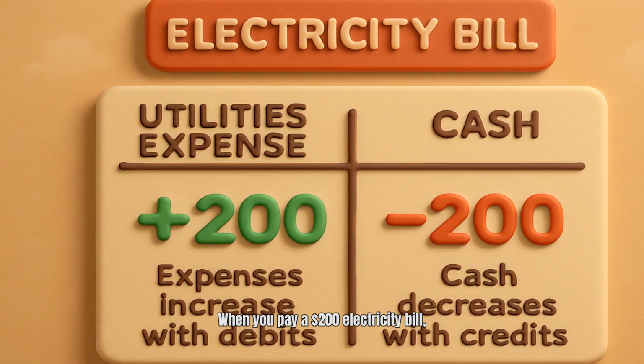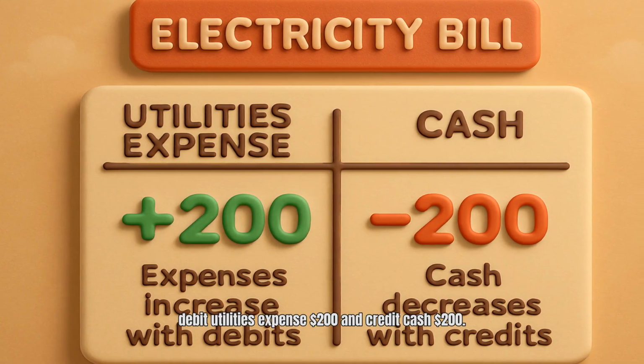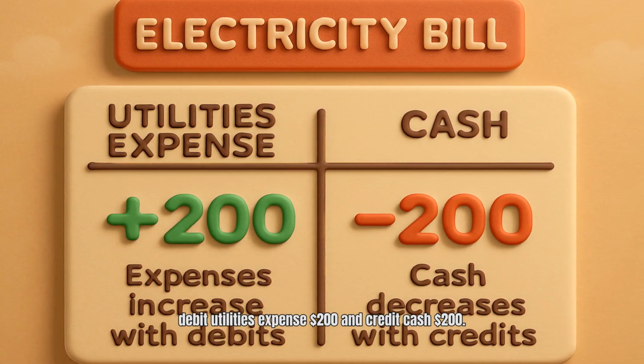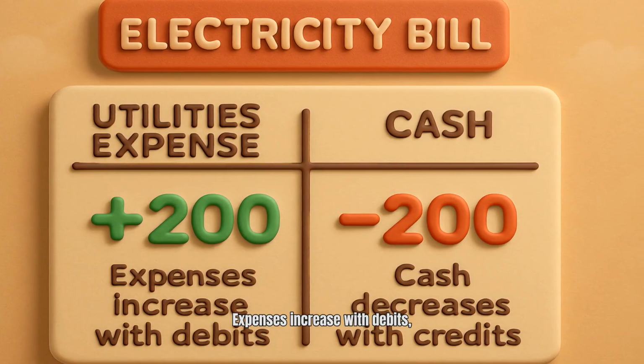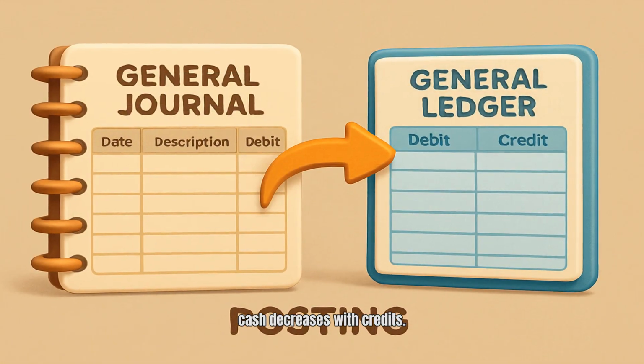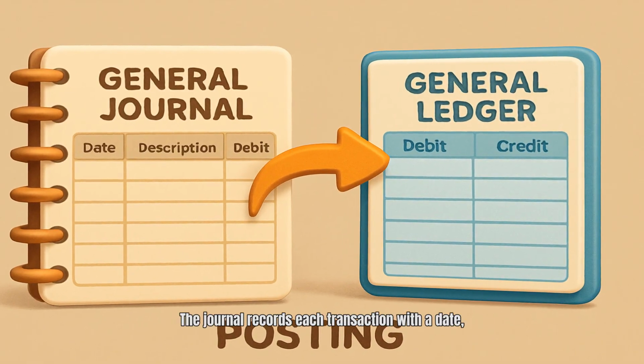Revenue increases on the credit side. When you pay a $200 electricity bill, debit utilities expense $200 and credit cash $200. Expenses increase with debits, cash decreases with credits.